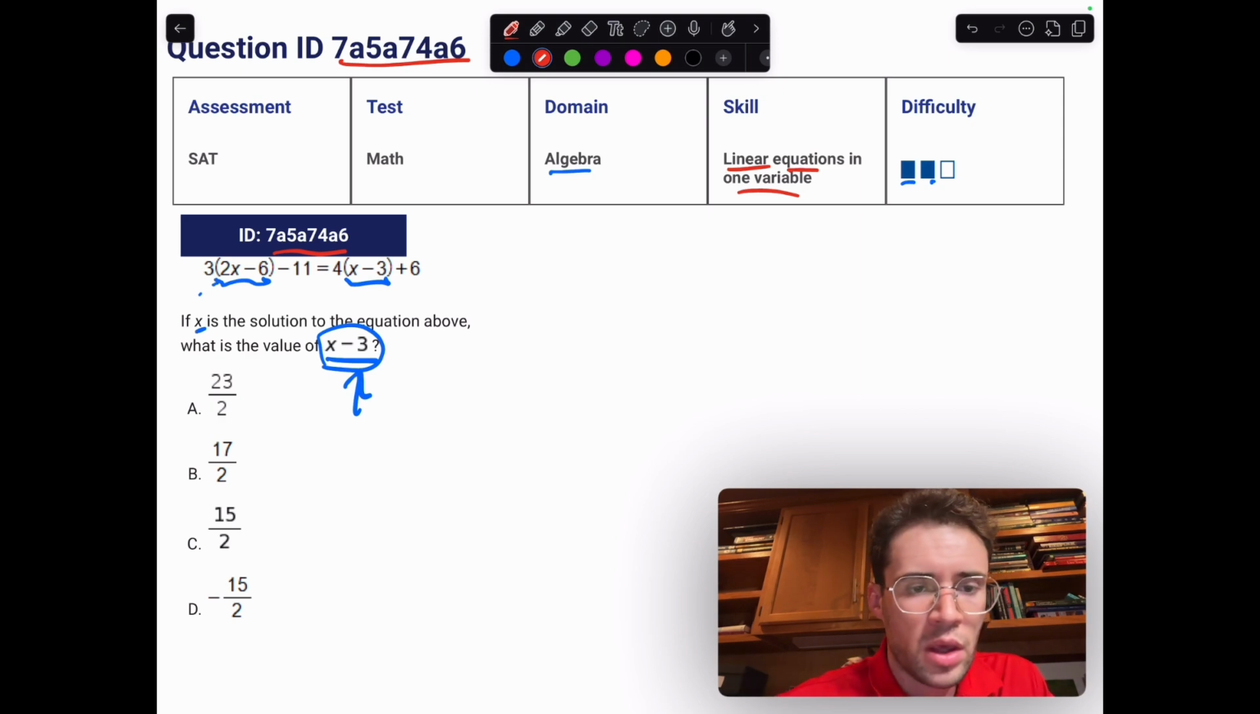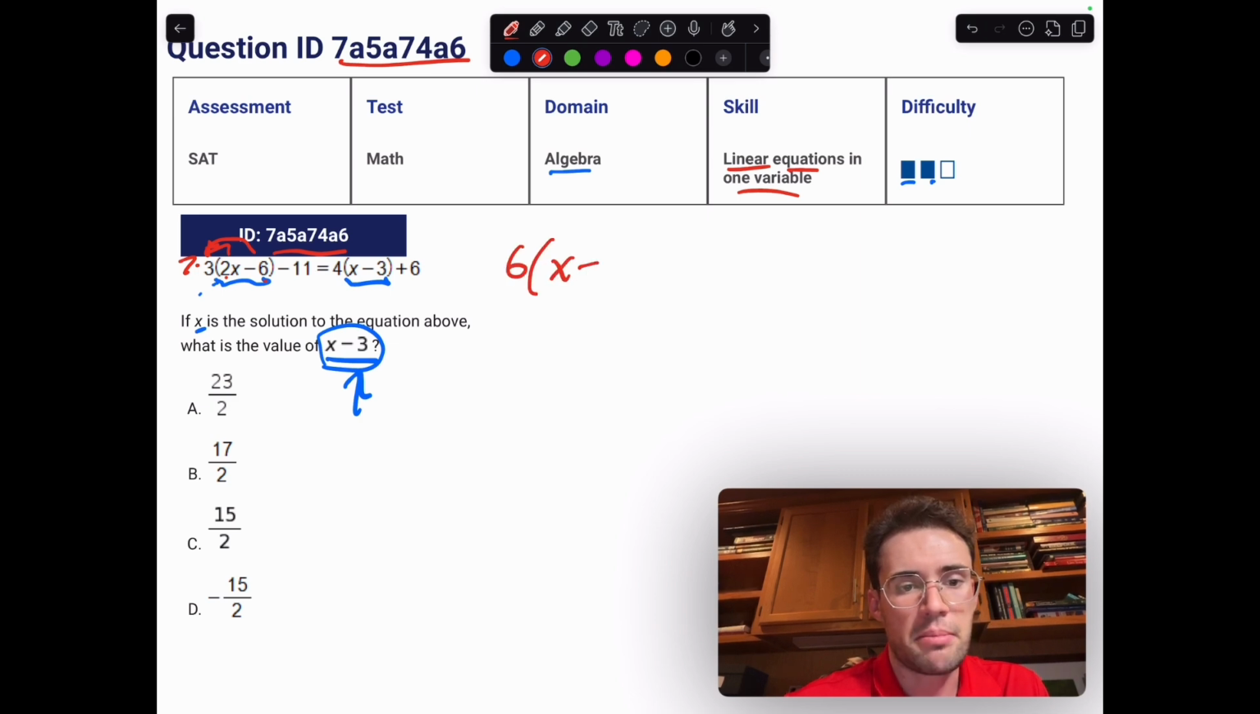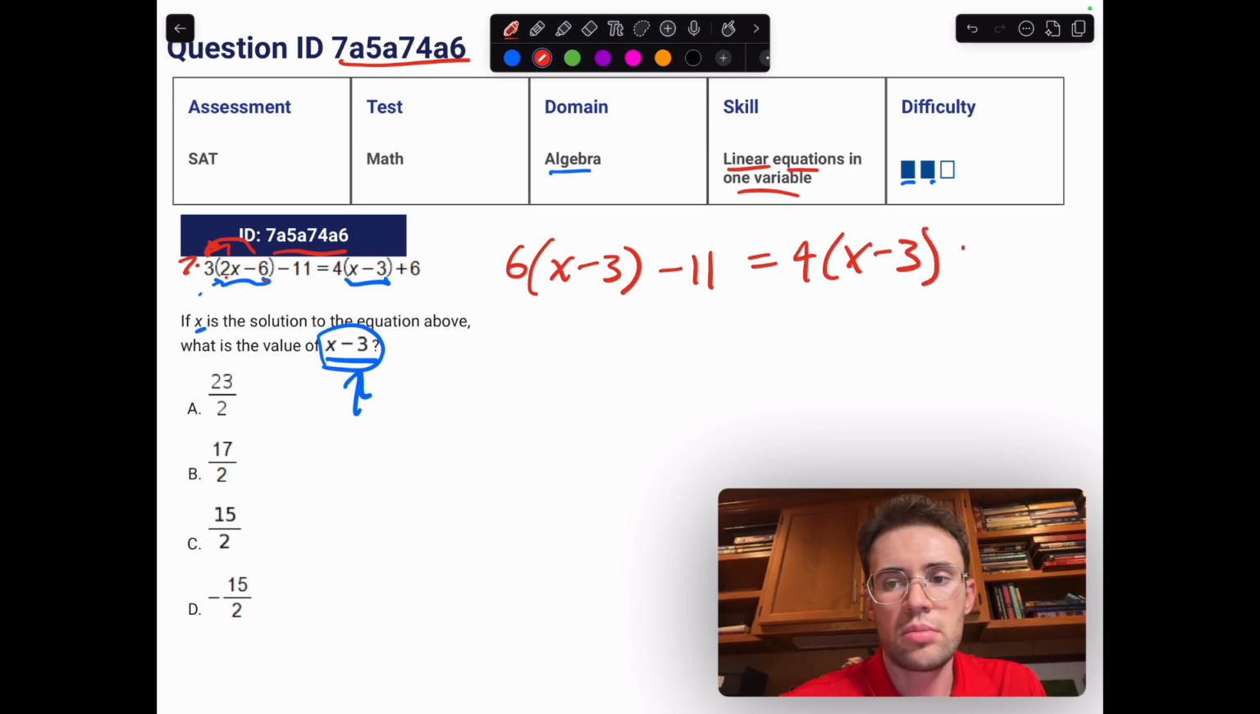Either way will work. So in this case, we've got 3 times 2x minus 6. You can remove the 2 out of this. So it's basically the opposite of the distributive property. We're factoring a 2 out. So this divided by 2, this divided by 2, and then the 2 goes out front. So 2 times 3 gives us 6. So this will be 6 times x minus 3 minus 11 equals 4 times x minus 3 plus 6.